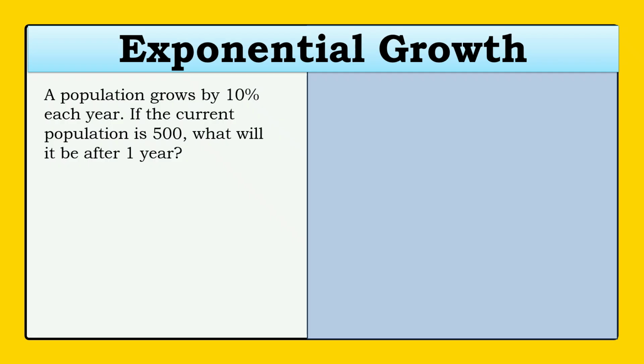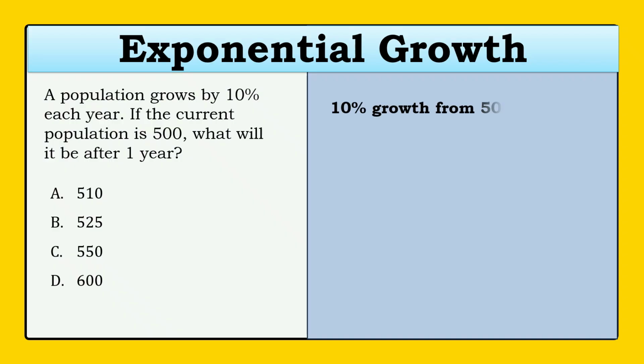A population grows by 10% each year. If the current population is 500, what will it be after 1 year? A. 510, B. 525, C. 550, or D. 600? What do you think the answer? Alright, let's solve. So 10% growth from 500. So 10% of 500.